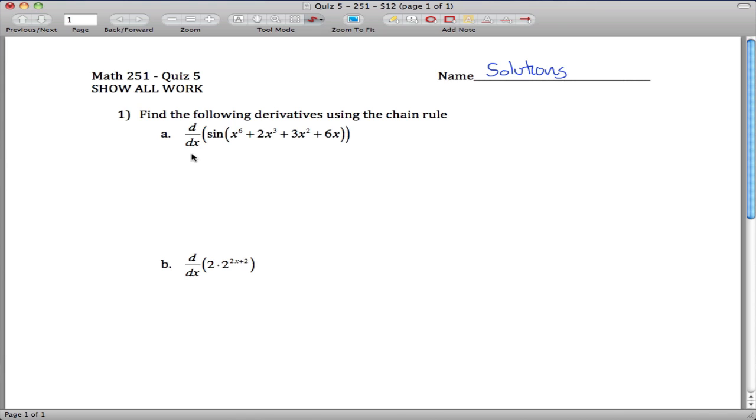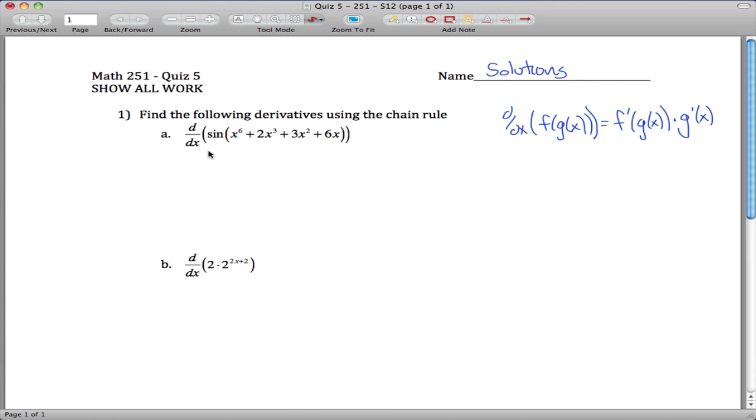So we take the derivative, maybe it's worth writing that the chain rule says that the derivative of f of g of x is equal to f prime of g of x times g prime of x. So it's kind of saying take the derivative of the outside function and evaluate that at the inside function and multiply that by the derivative of the inside function.